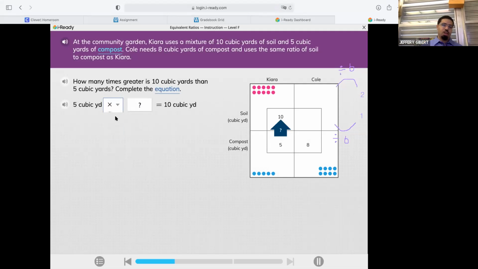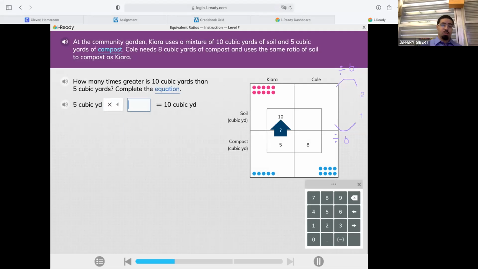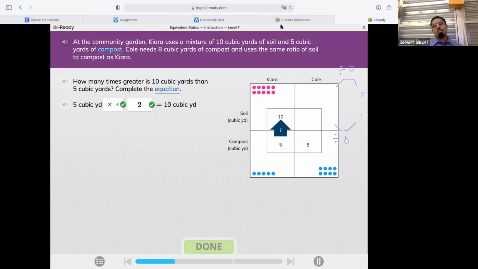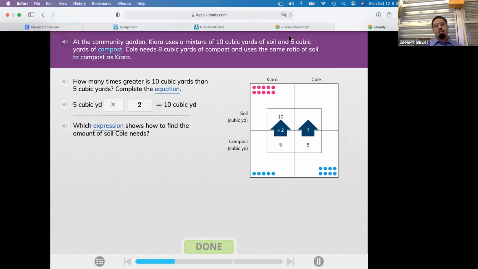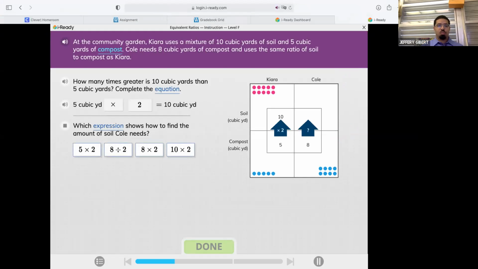Well, I know this. I know 5 times 2 is 10. That's it. Which expression shows how to find the amount of soil Cole needs? All right, so if you look at the picture, you did 5, the bottom, times 2 to get the top, 10. So, Torian, what do you think you're going to have to do on this side? 8 times 2. Yes, the bottom, the middle stays the same, times 2 to get the new answer.